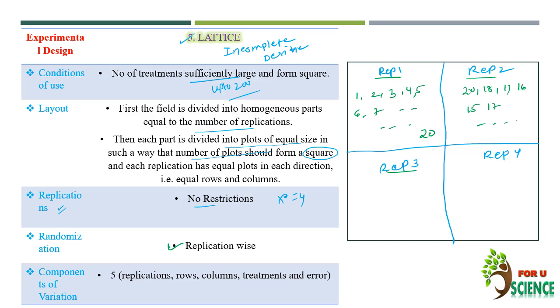The components of variation are present replication wise, since we are randomizing our treatments replication wise. Row and column wise variation is also present. There may also be treatment variation, and that is also present in the experimental error.